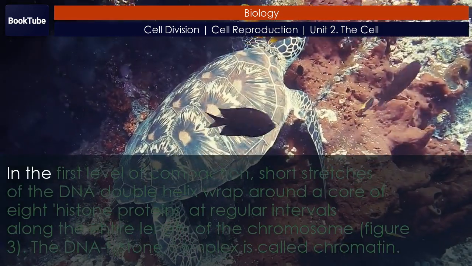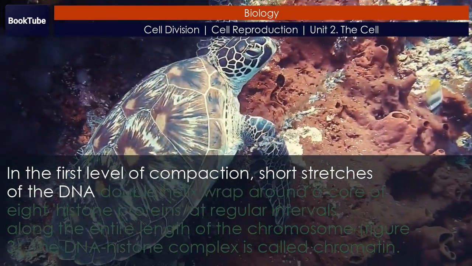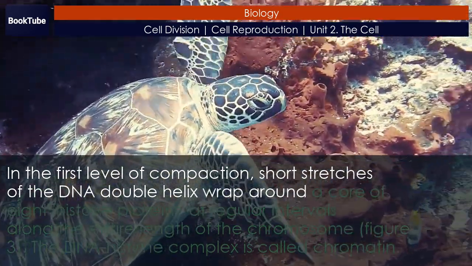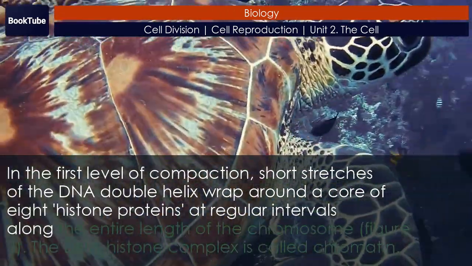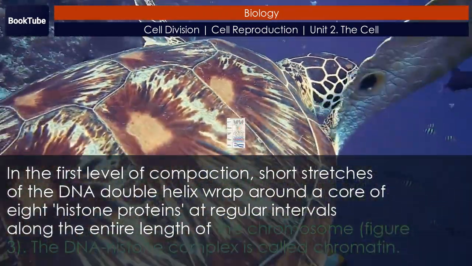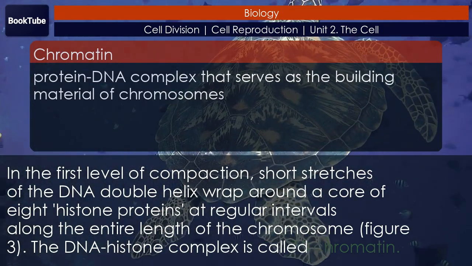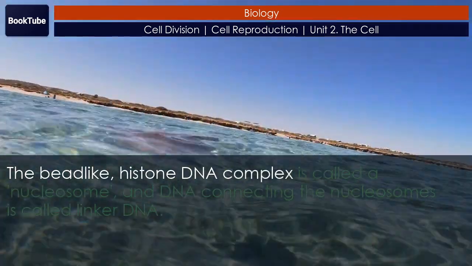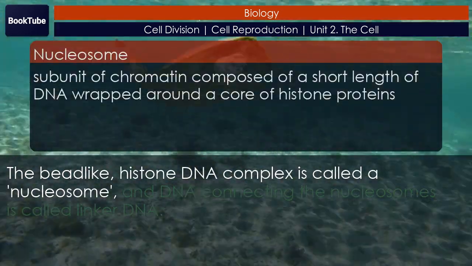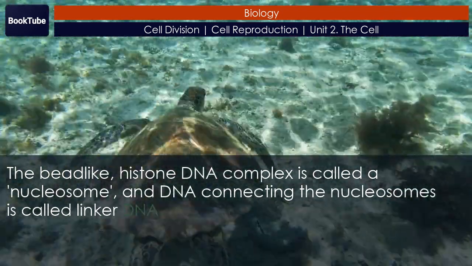In the first level of compaction, short stretches of the DNA double helix wrap around a core of 8 histone proteins at regular intervals along the entire length of the chromosome. Figure 3. The DNA histone complex is called chromatin. The bead-like histone DNA complex is called a nucleosome, and DNA connecting the nucleosomes is called linker DNA.